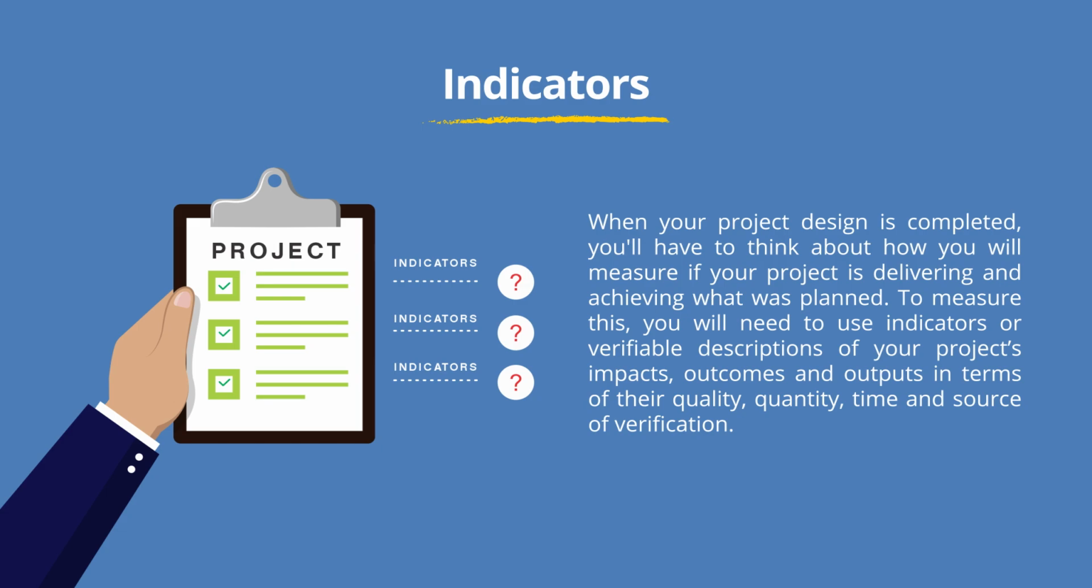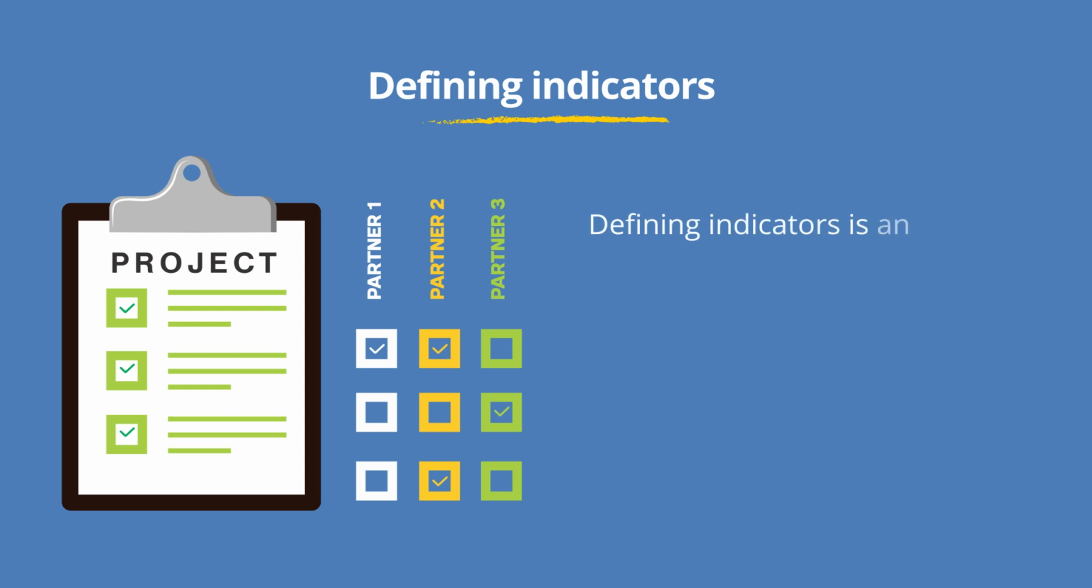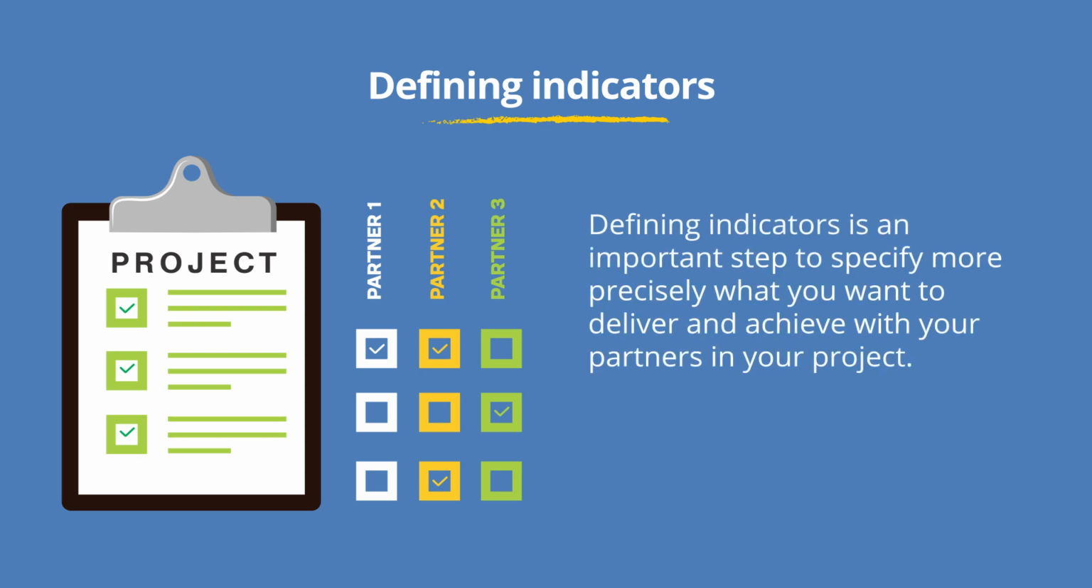To measure this, you will need to use indicators, or verifiable descriptions of your project's impacts, outcomes, and outputs in terms of their quality, quantity, time, and source of verification. Defining indicators is an important step to specify more precisely what you want to deliver and achieve with your partners in your project.